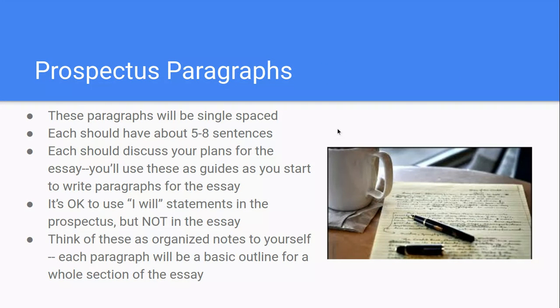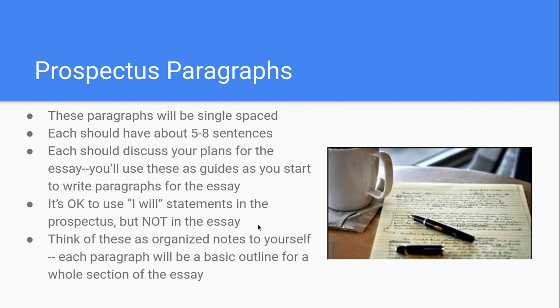So the different things that you need for the prospectus. This is a written document with several paragraphs, and it's actually single-spaced, so it looks a little bit different than other MLA format stuff. Each paragraph should have about 5 to 8 sentences, and each one should discuss your plans for the essay. You're going to use these as a guide as you start to write your actual paragraphs that will go into the essay.